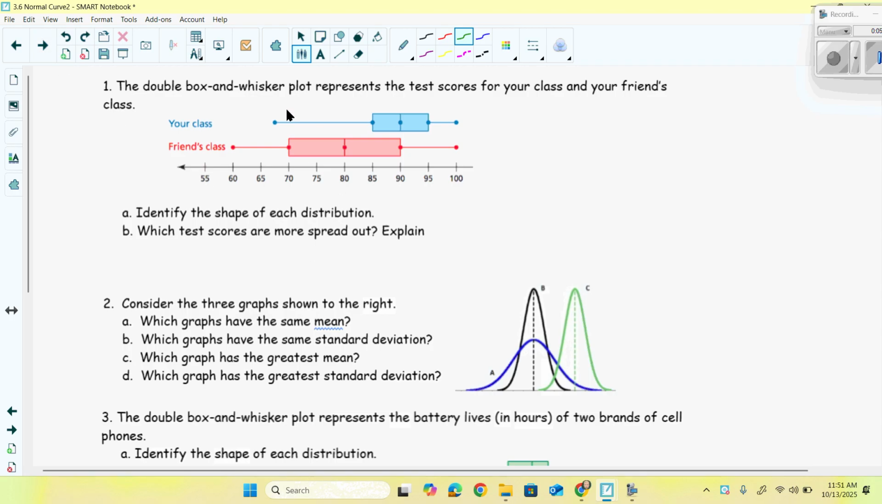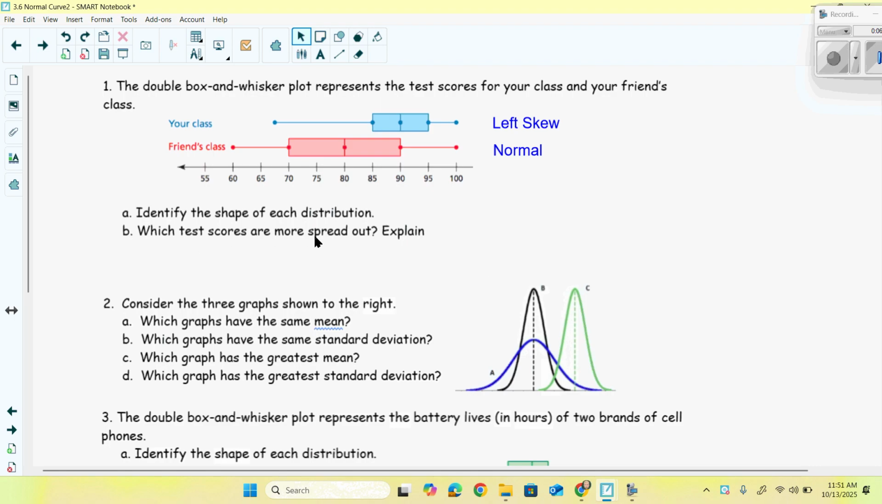And then finally, when we look at this, the double box and whisker plot represents the test scores for your class and your friend's class. So if we were to look at these box and whiskers, identify the shape of each. Hopefully you look at this and see a little bit of a skew to the left. And then likewise, this one pretty much looks uniform or normal.